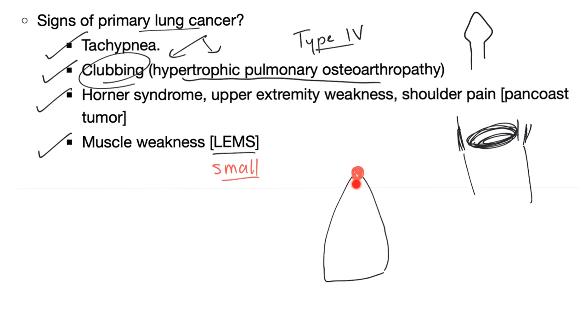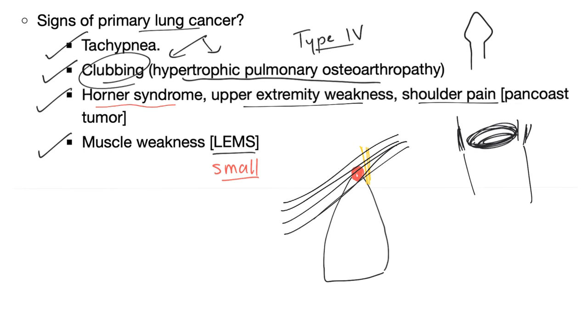If your lung cancer is at the apex, you can have Horner syndrome because there is a sympathetic chain here and this tumor can press on it. You can have upper extremity weakness and shoulder pain because there is a brachial plexus passing nearby. This brachial plexus contains some sensory fibers leading to shoulder pain and some motor fibers leading to upper extremity weakness.